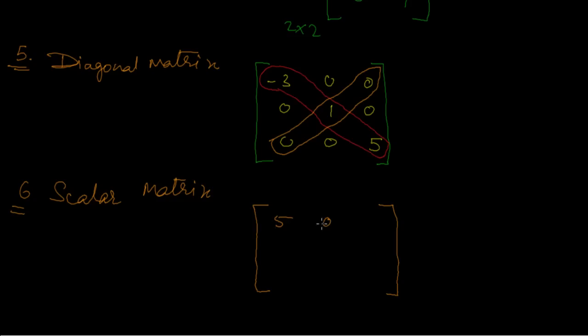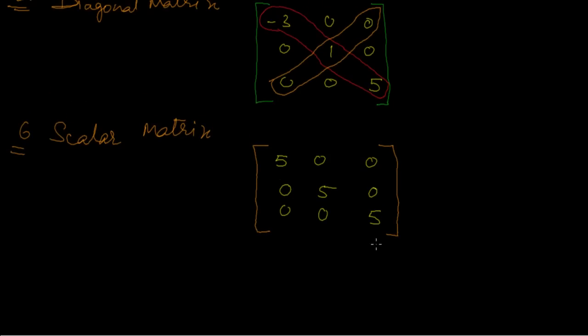5 0 0, 0 5 0, 0 0 5, where the elements of the diagonal are all the same, having the same value, and the elements other than the diagonal are all 0. So this is the scalar matrix. Here you see the difference from the diagonal matrix. It is also a diagonal matrix, but the values of all elements of the diagonal are the same. Each and every element in the diagonal has the same value. The other elements are 0. So it is the scalar matrix.